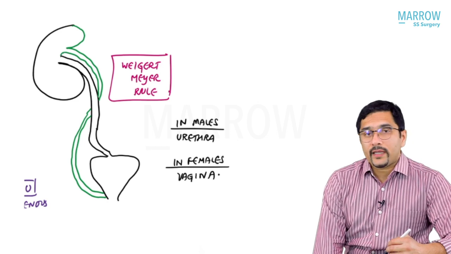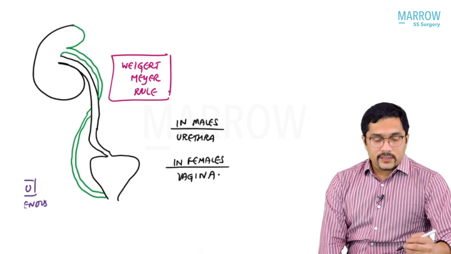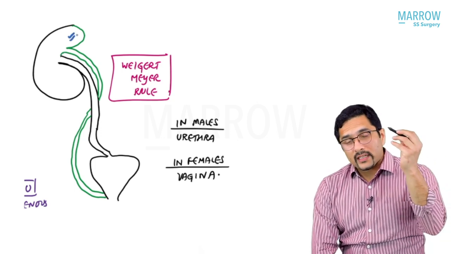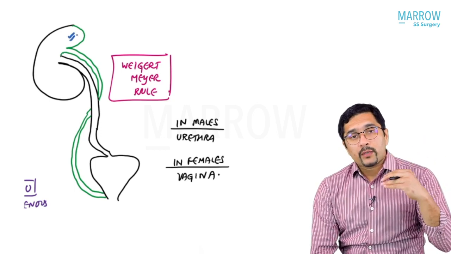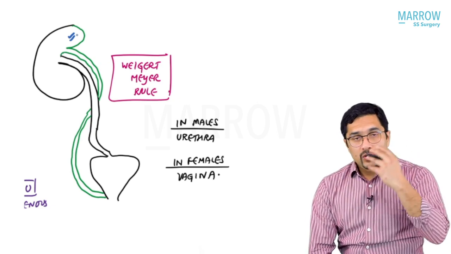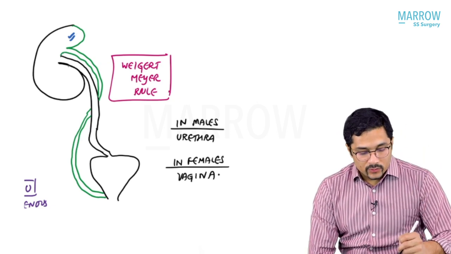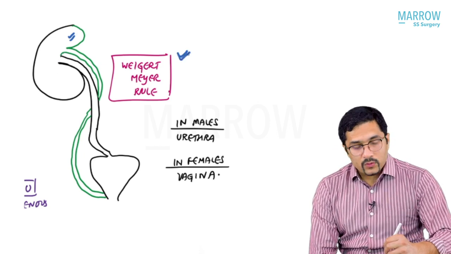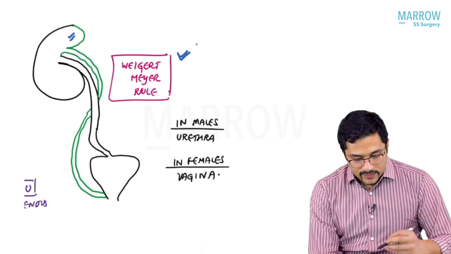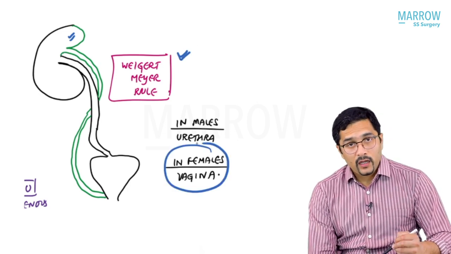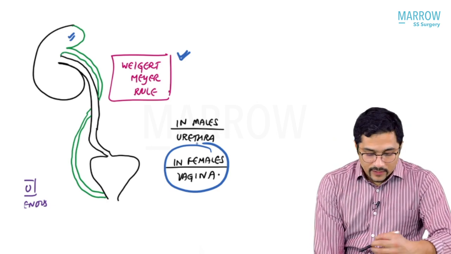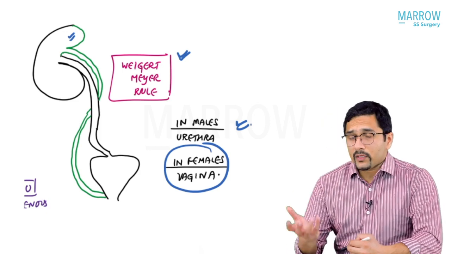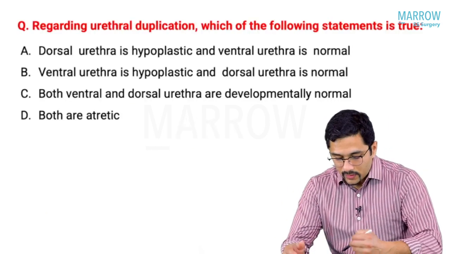And you have the Weigert-Meyer rule. The Weigert-Meyer rule states that the ureter which is draining the upper pole will open more distally and medially, as compared to the ureter draining the middle and the lower pole. And it usually opens at an ectopic site. In females, it opens in the vagina, which is why there is continuous dribbling, and in males, it usually opens in the urethra. The treatment, of course, is reimplantation of the ectopic ureter.